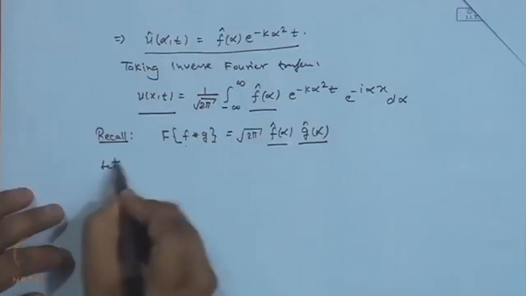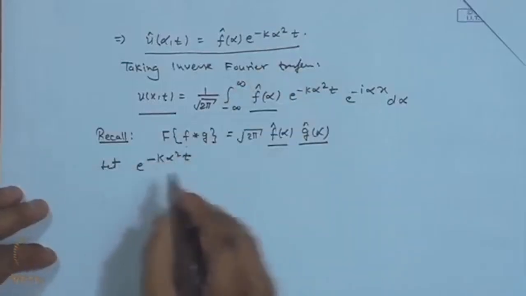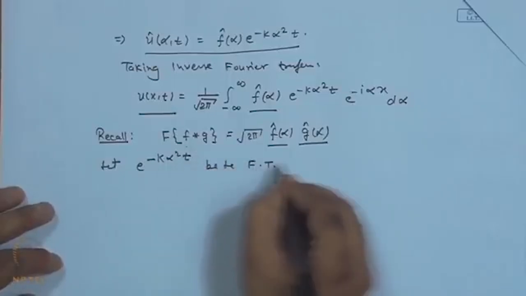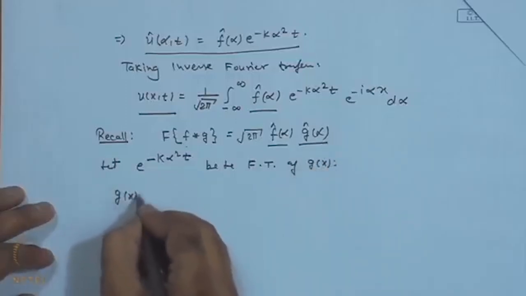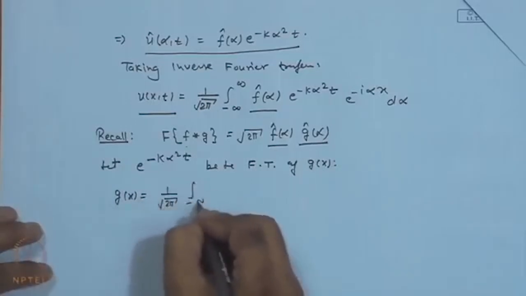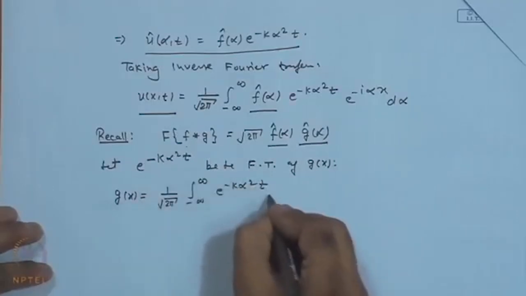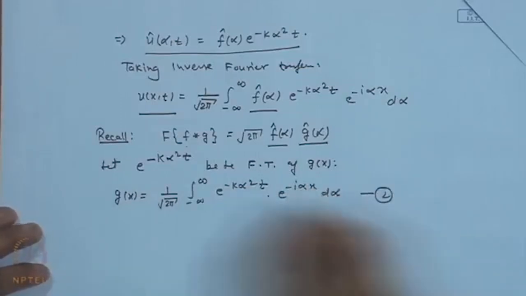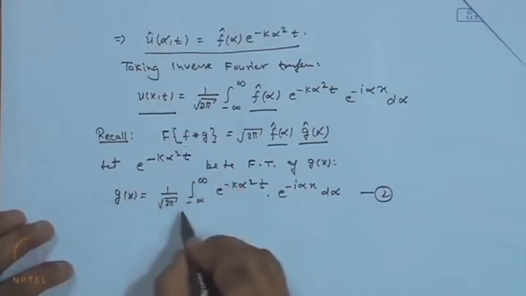So, we let now e^(-k alpha^2 t) be the Fourier transform of g(x). Then by the definition, we have g(x) equal to 1 over square root 2 pi, integral from minus infinity to plus infinity of e^(-k alpha^2 t) e^(-i alpha x) d alpha. Now we need to evaluate this integral.